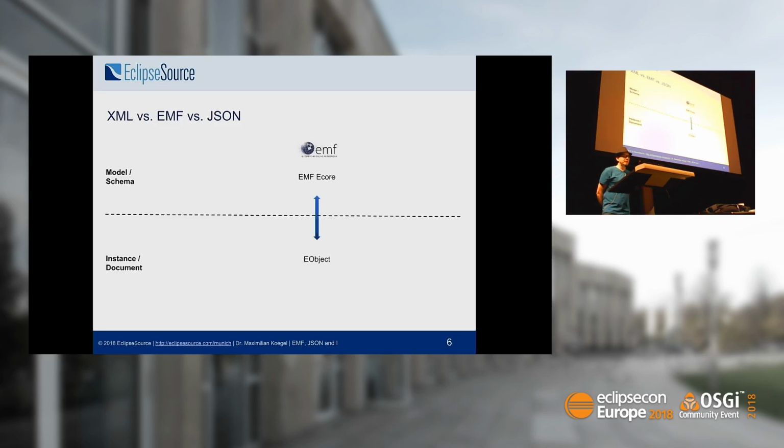And if we look at EMF Ecore, that's basically E-objects. If it is a concrete Ecore model, if it is a user, then on the schema level we have the user class or the user E-class in Ecore terminology. And then on the instance level we get the E-object of type user.